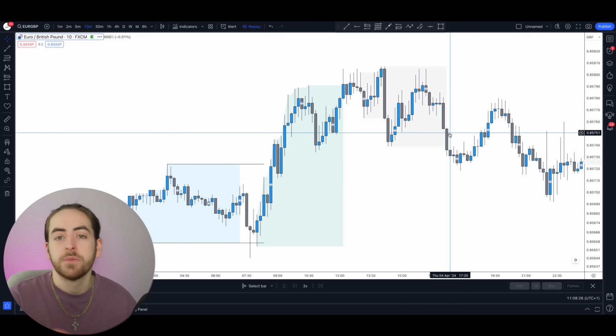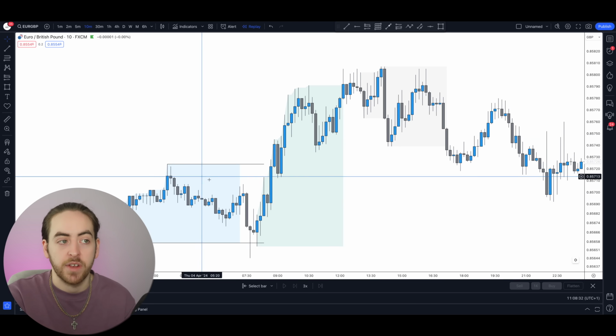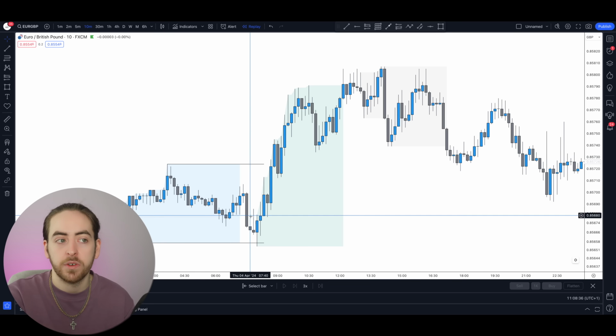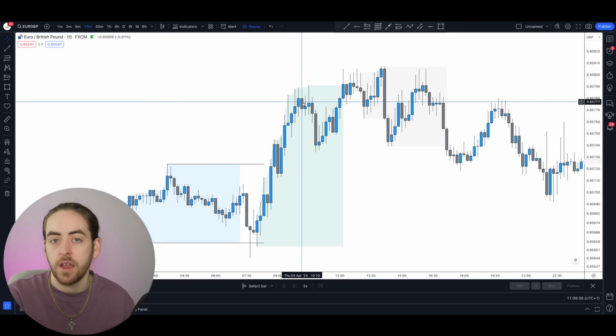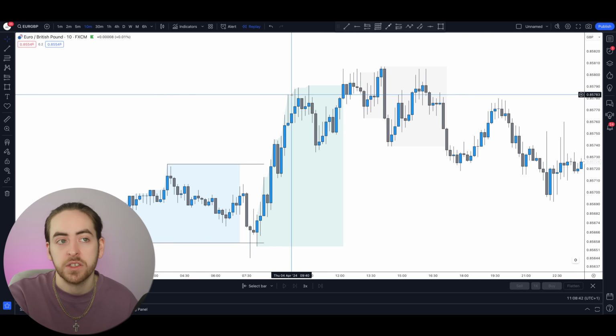So really, it just comes down to volume. In Asia, there just isn't volume for the currencies that we're looking at. So there's not going to be a big directional move. In London, however, there is going to be institutional volume trading the currencies that we're looking at. So we get a big, nice push, and that's actually what we can start to take advantage of.